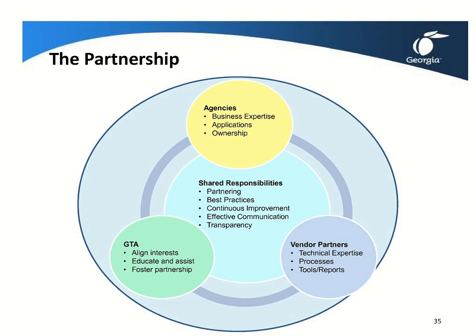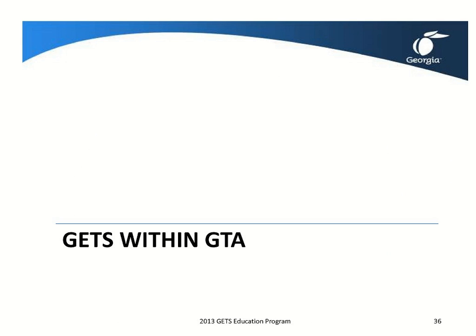This partnership works well when all of us have a commitment to being good partners, to hold each other accountable for best practices and continuous improvement, effectively communicating with one another, and being transparent with one another. GTA is intentional in trying to foster the partnership between the agencies and the vendor partners so we see GETS improve over time. So now let's look at GETS within GTA.